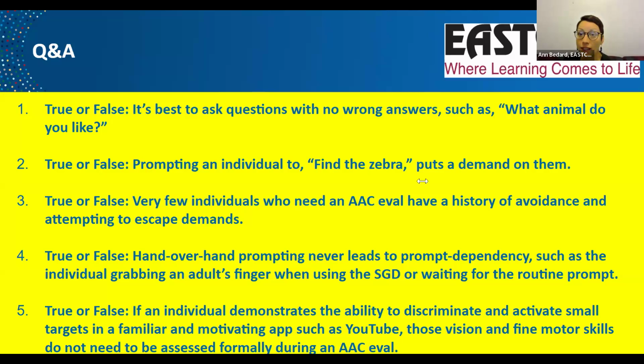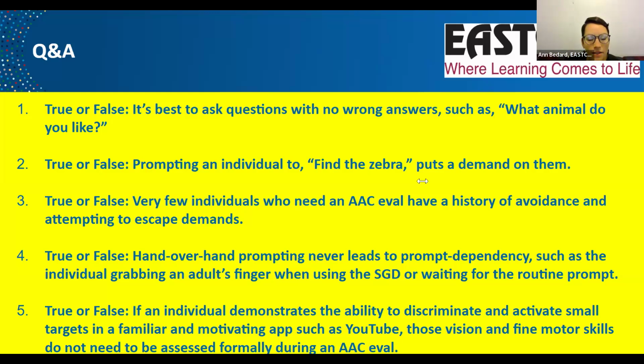I often see it leading to prompt dependency because I see kids grabbing an adult's finger because that's what's been happening to them. So they're literally imitating what the adults are doing. The adults are doing hand over hand on the talker, and now the student has learned the only time we touch this thing is when somebody's grabbing somebody else. And that's really not good. So the answer to that one is false.